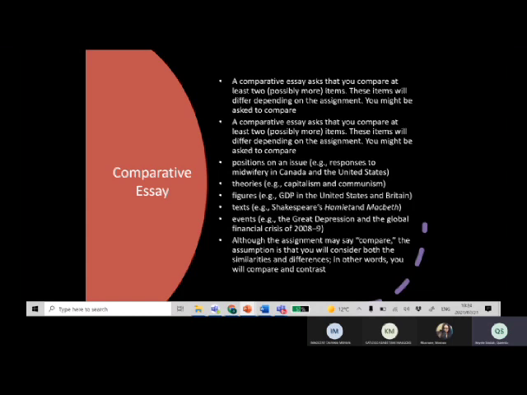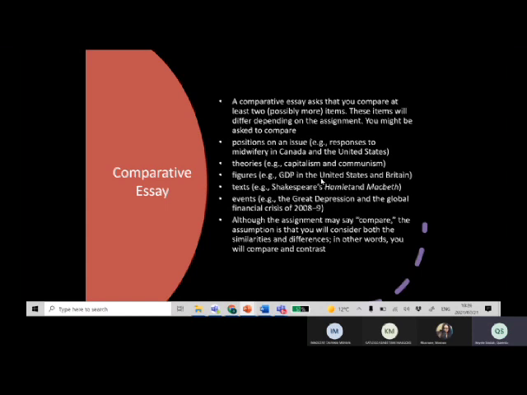You might be asked to compare, for example, South African education and Zimbabwean education. You might be asked to compare two different political structures. You might be asked to compare two characters in a novel, right? Maybe compare the protagonist and the antagonist of the story. You might be asked to compare two different objects, right? So the list is inexhaustible.